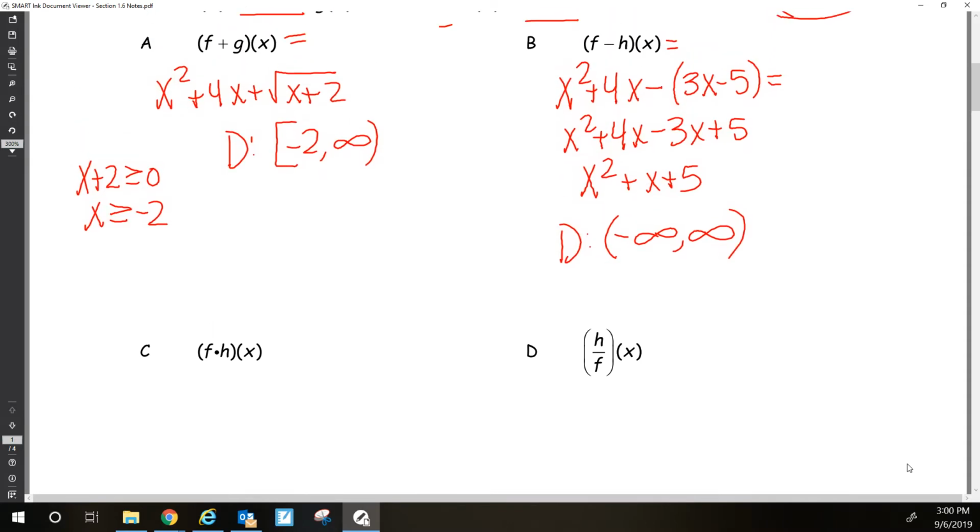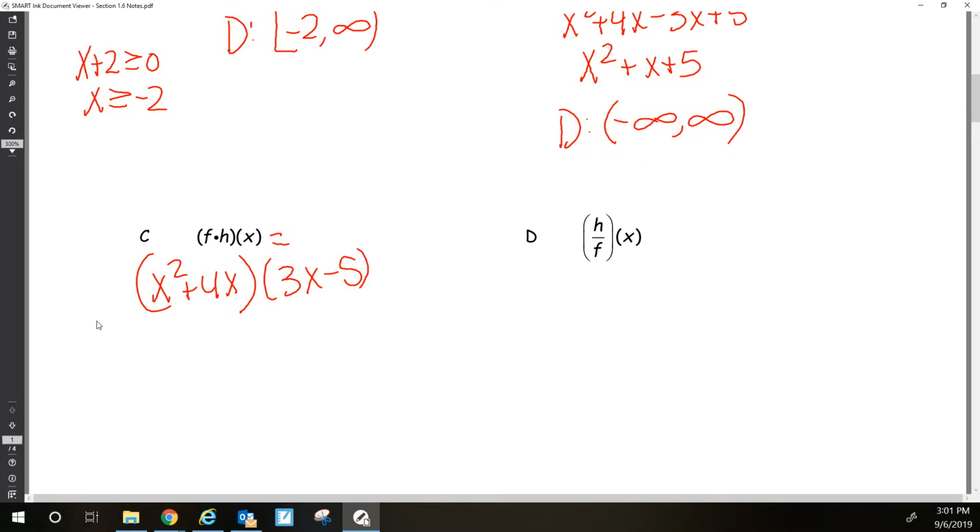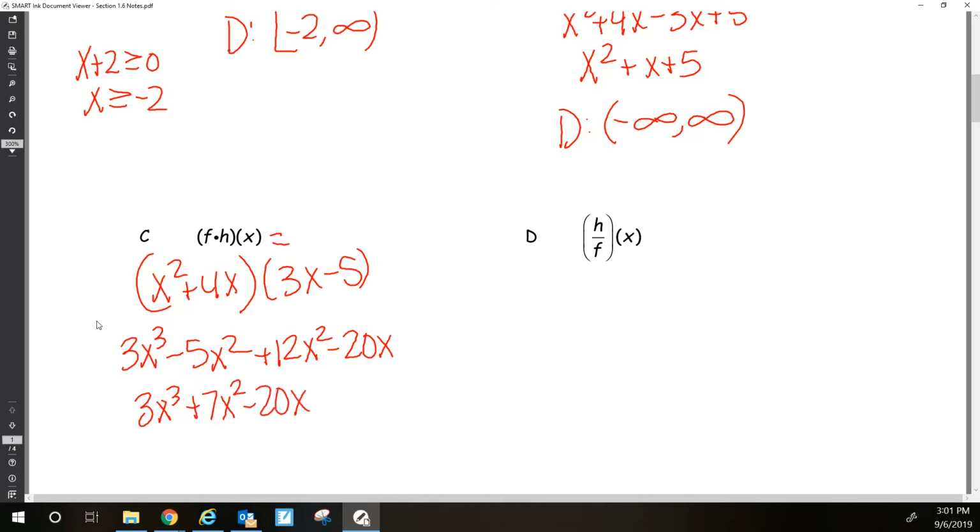All right, f times h of x, well, I need to be able to see these guys real quick. I'm going to take f of x, which is x squared plus 4x, and I'm multiplying it times h of x, which is 3x minus 5. All right. So x squared times 3x, that's 3x cubed. X squared times negative 5, that's negative 5x squared. 4x times 3x, that's 12x squared. 4x times negative 5 is negative 20x. So I combine some like terms in here. I've got 3x cubed. 12 minus 5 would be 7x squared, minus 20x. That is f times h of x.